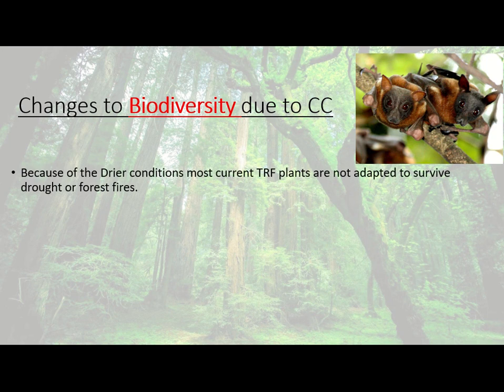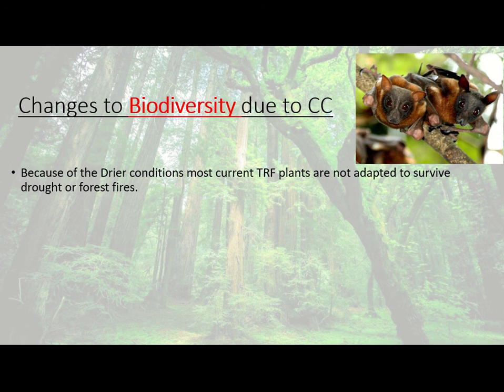So drier conditions in tropical rainforests means that plants aren't actually adapted to survive those droughts or forest fires, and you're going to find that lots of plants in those areas will die, and only the ones able to survive will survive, and they'll thrive, and that reduces the variety of wildlife, and that's what biodiversity is. So biodiversity is a great thing because of all the drugs and medicines it provides us, and also the education and the research that can go into it.